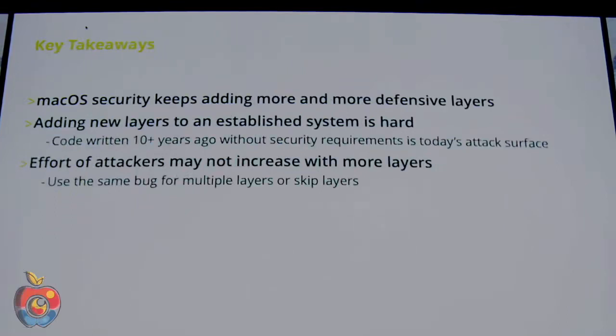Now finally, some takeaways. You see that macOS keeps adding more and more defensive security layers, but adding security layers to an established system with such a large history as macOS, that's really difficult. There's all of these places in code that was written more than 10 years ago with the assumption of a completely different security model and completely different security requirements. And suddenly all of that code is now attack surface. So applications can now suddenly attack each other. And there's still a lot of code in the system that is not really making that assumption.